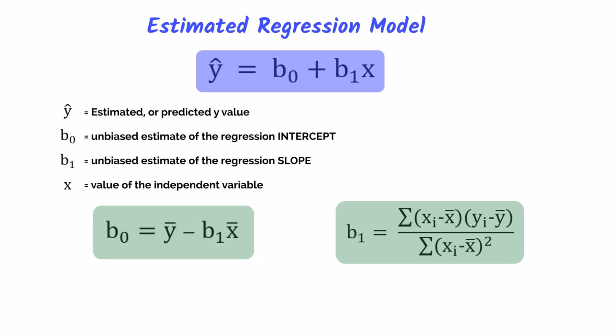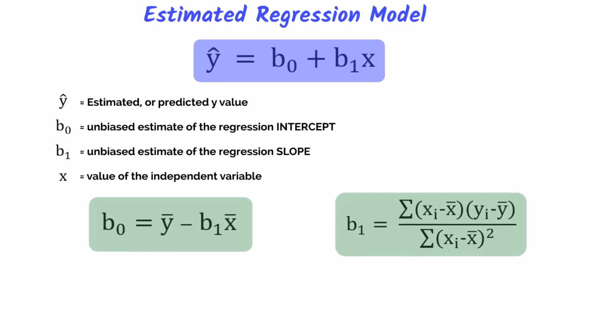Since we can't study the entire population, we must use an estimated regression model based on sample data. So the formula gets simplified down to the pieces that we'll use in order to estimate the regression model. This y with a little hat over it is the predicted y value. Beta sub 0 is now lowercase b sub 0, and this still represents the intercept. Beta sub 1 is now lowercase b sub 1, and this still represents the slope. Then x is the value of the independent variable.